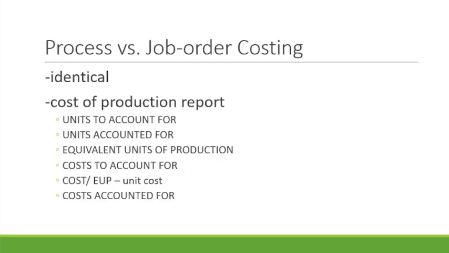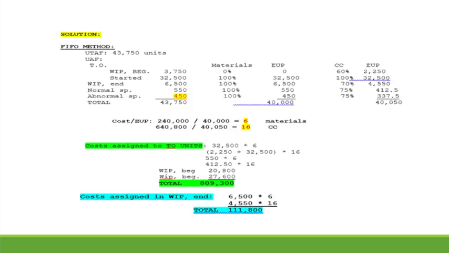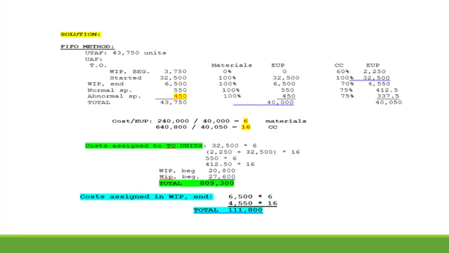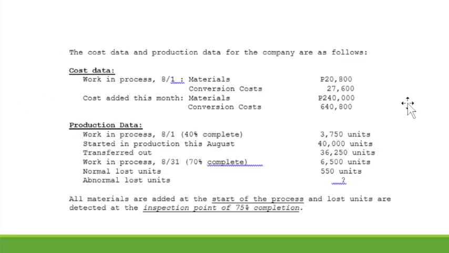Right, in our initial illustrations, we have to compute for the units to account for, units accounted for, EUP, cost to account for, cost per EUP, and the cost accounted for. So in this problem, we first need to identify the units to account for. How do we compute the units to account for? We said that units to account for are the items of inventory whose destination we want to know. That is why it is called units to account for.